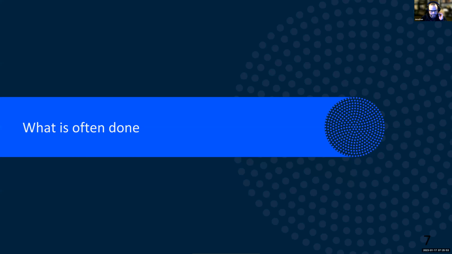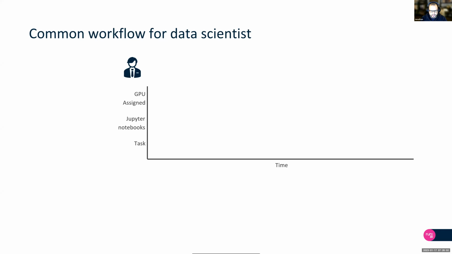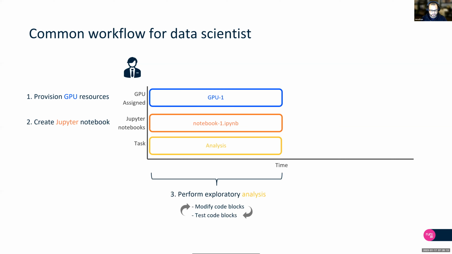So before we move on, I just want to go over a common workflow that we see with a lot of data scientists. Assuming this is your data scientist and we've got time here on the x-axis, the first thing that the data scientist will do is provision a GPU resource. Then they might start up a notebook and then start exploratory analysis where they will create their code, modify blocks of code, and then test blocks of code. Basically, they just want to get their scripts up and running.